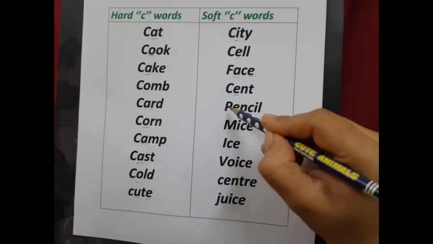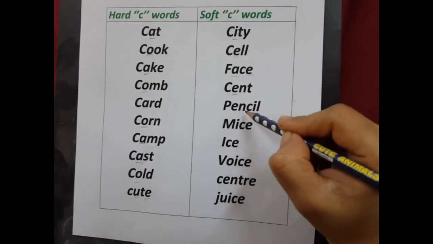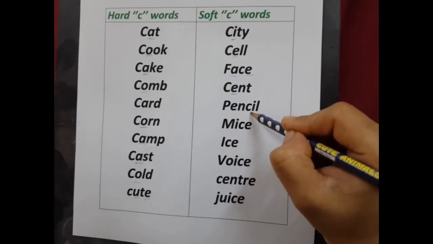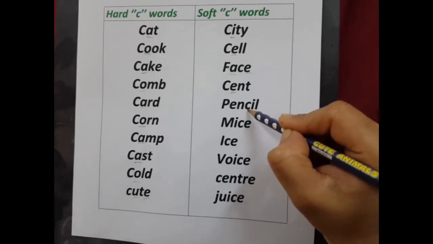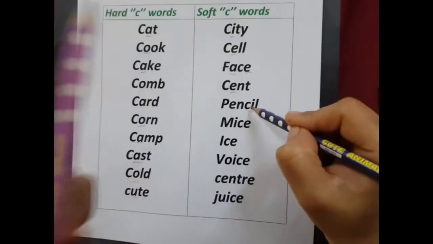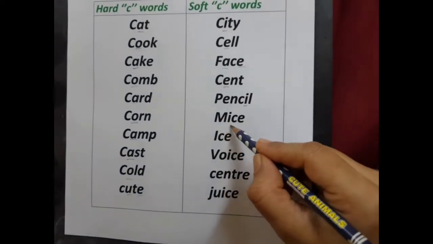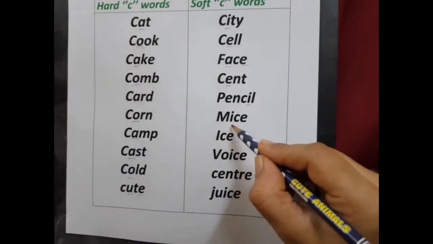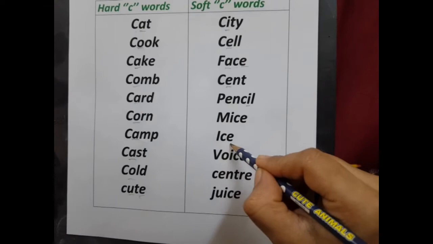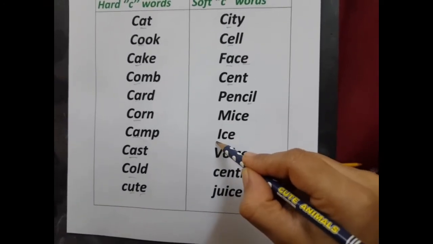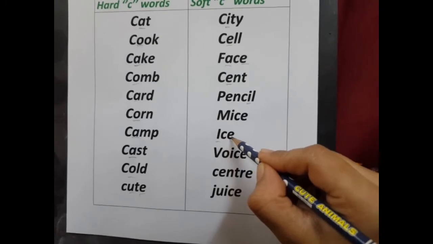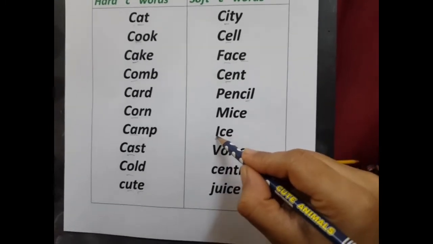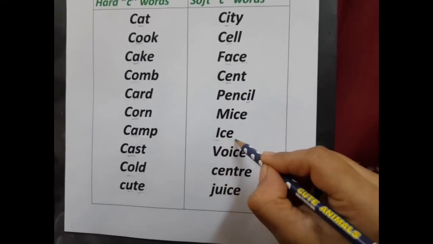P-E-N-C-I-L. What is P-E-N? Pen. C-I-L. Pencil. Because it is with I, it makes the sound S. What is M-I-C-E? Mice. Very good. I-C-E. Ice. Very good. I-E makes the sound I, and the C makes the S sound because it is with E. So it is going to make the sound ice.